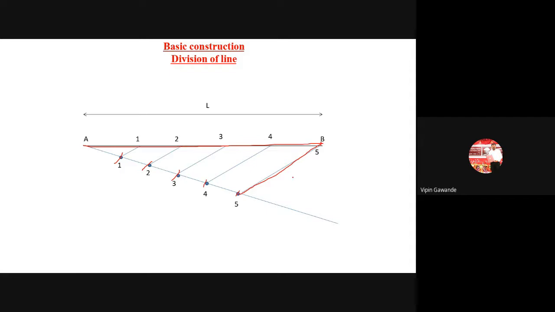Keep your roller scale here and roll it. Draw the line from 4, draw the line from 3, draw the line from 2, draw the line from 1. All these lines must be parallel to this last line, which one? The last line joined to B. So likewise we'll get the division of the line.